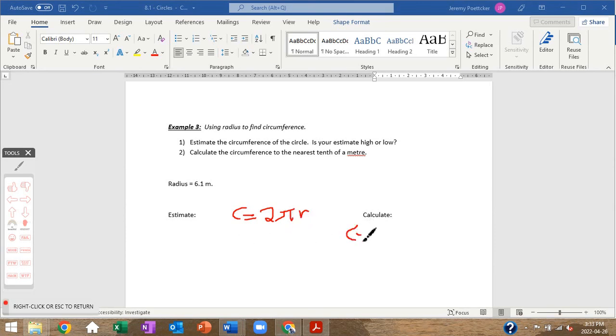So circumference is equal to, and I'm going to substitute my numbers in. I'm going to leave pi as pi because pi is a number, times the radius, which is going to be 6.1 meters. And my circumference here is going to be 2 times 3.14 times 6.1, 38.308, which is 38.3 meters.